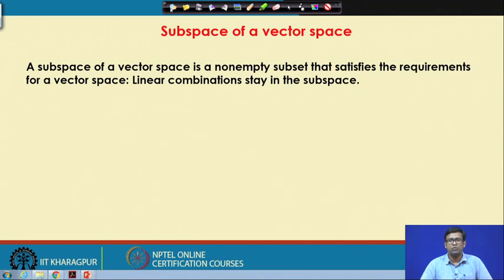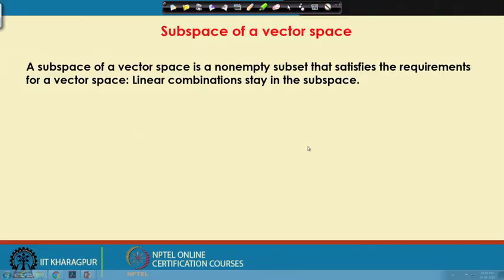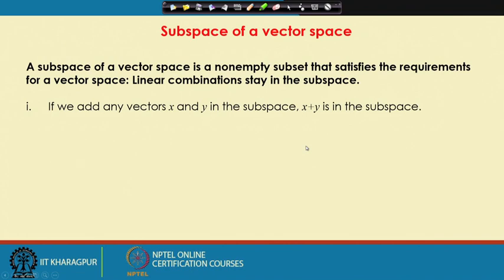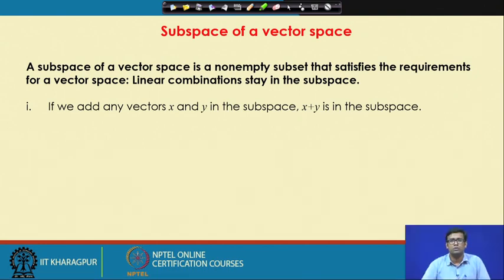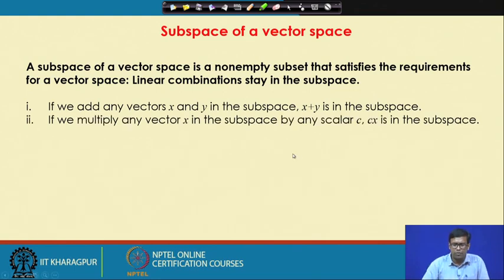That is, if we take two vectors in that particular subspace and add them, they will be in that particular subspace. If we multiply a vector with some constant, that will also lie in that particular subspace. So, the definition can be stated in this way: if we add any vector x with another vector y, and both are lying in the subspace, x plus y should also lie in the subspace. We have to see how it happens, but it happens. And if we multiply any vector x with any scalar c, c x will also be in the subspace.